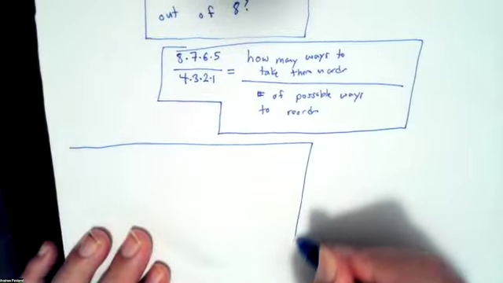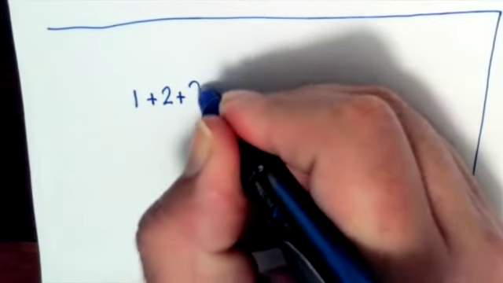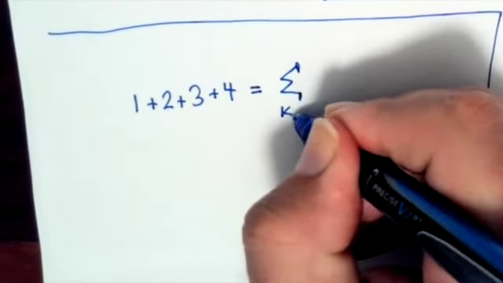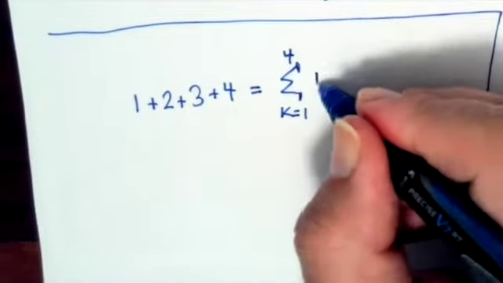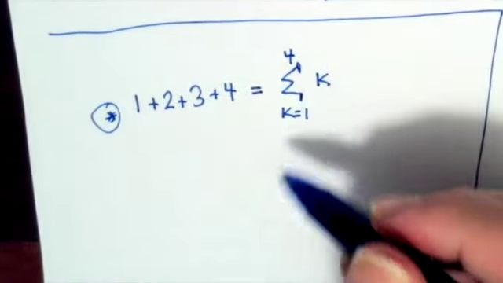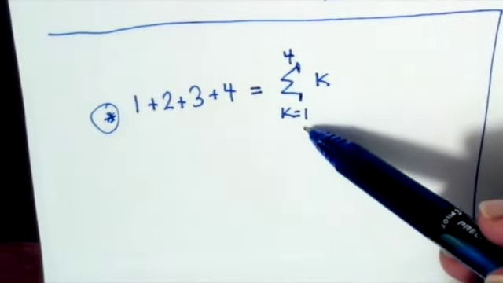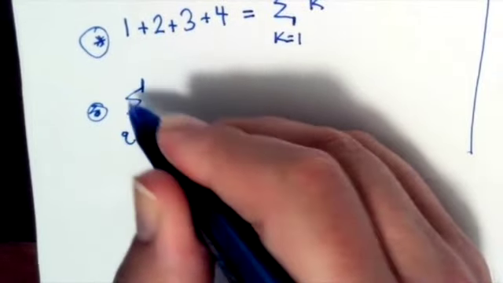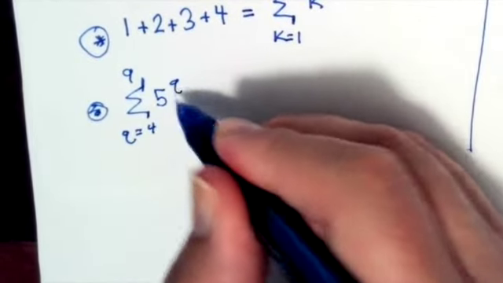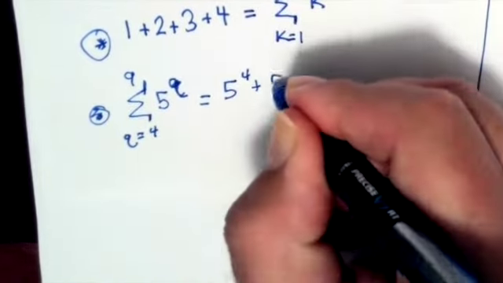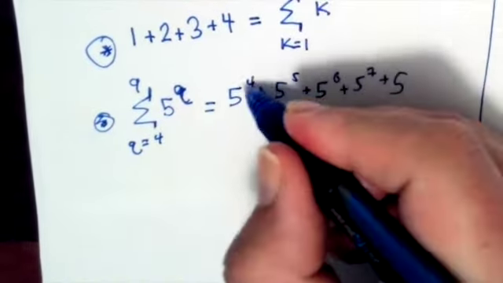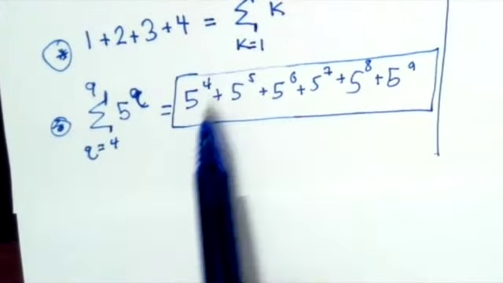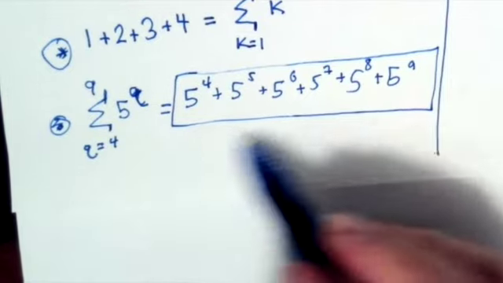If we added 1 plus 2 plus 3 plus 4, we could rewrite that as the sum from k equals 1 to 4 of k. And this sigma notation tells us it's going to start at k equals 1. If I saw the sum from q equals 4 to 9 of 5 to the q, what would that be? Just keep changing the value of the exponent q, and every time you come back around, you update that value based on what q is, and then you just add them all up.